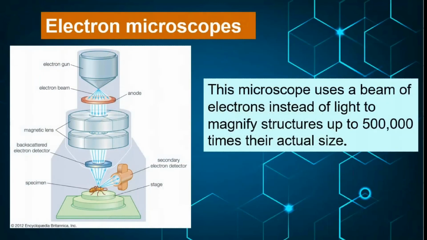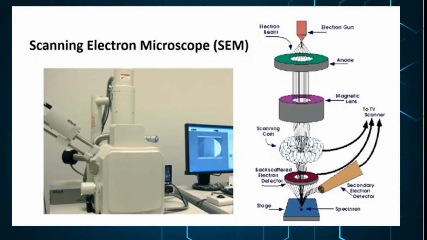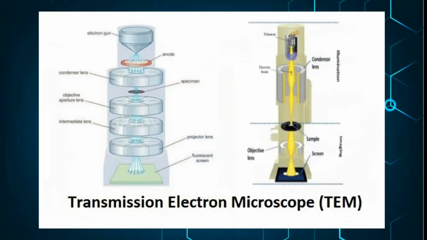Electron microscope. In the 1930s and 1940s, a new type of microscope, the electron microscope, was developed. This microscope uses a beam of electrons instead of light to magnify structures up to 500,000 times their actual size. There are two basic types of electron microscopes. Scientists commonly use the scanning electron microscope, or SEM, to scan the surface of cells and to learn their three-dimensional shape. The transmission electron microscope, or TEM, allows scientists to study the structure contained within a cell.